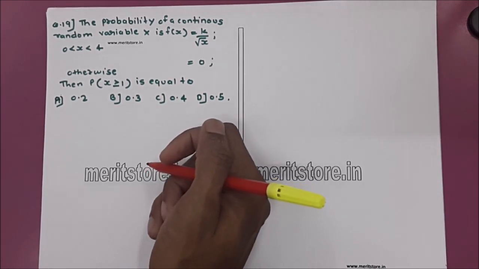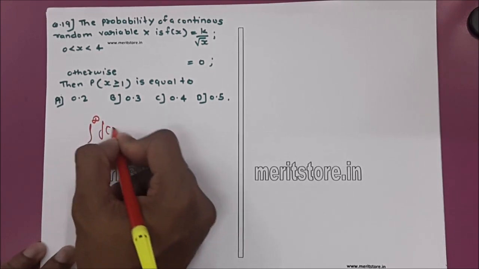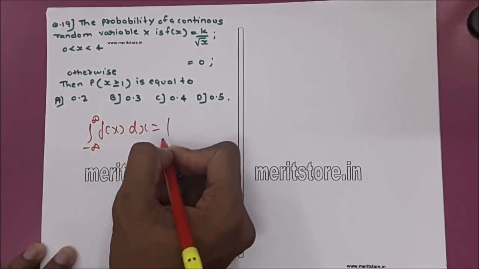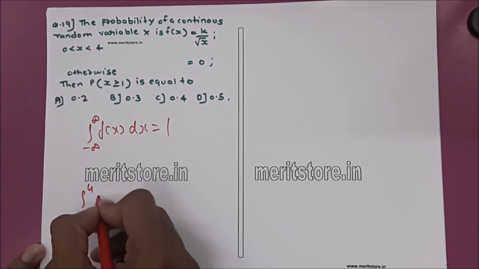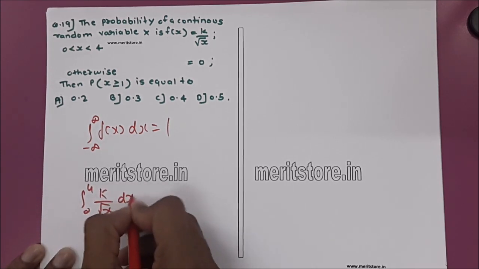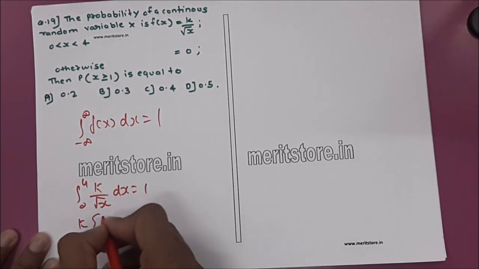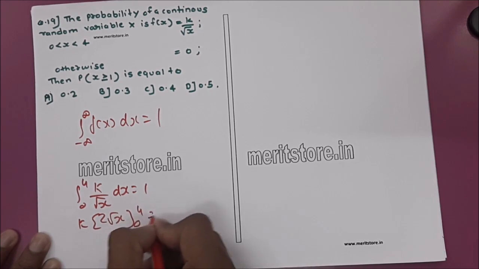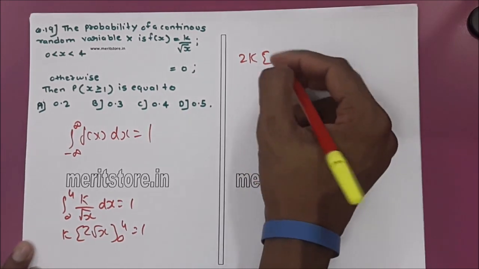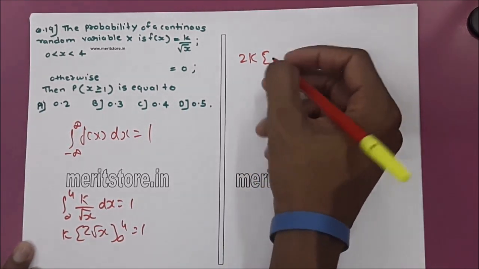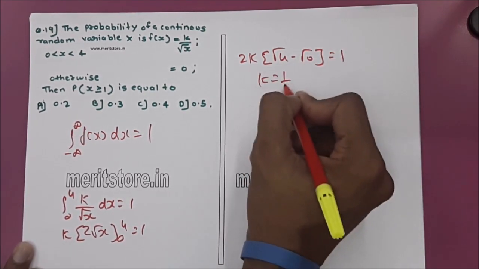For a CRV, that is a continuous random variable, the condition is the integral from minus infinity to infinity of fx dx is equal to 1. So we substitute the equation of fx, and for the limits 0 to 4, k upon root x dx is equal to 1. We integrate 1 upon root x, we get 2k root x from 0 to 4 equal to 1. We substitute the limits in x, we get root 4 minus root 0, which is equal to 1. We solve for k, we get k is equal to 1 by 4.